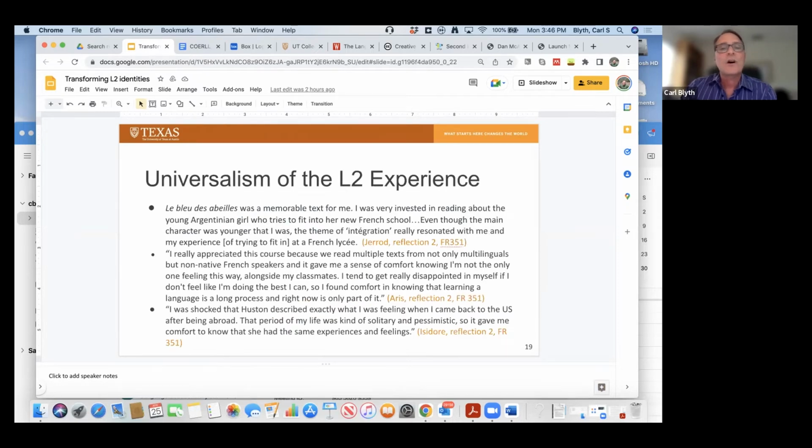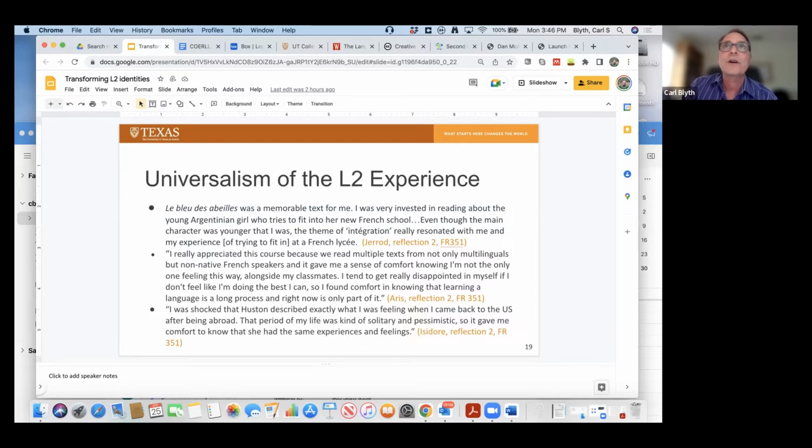A lot of our students talked about the universality of the L2 experience, because even though these were very different writers who came from different backgrounds, there was something similar about all of them. Jared says, "Le Bleu des Abeilles was a memorable text for me. I was very invested in reading about the young Argentinian girl who tries to fit into her new French school. Even though the main character was younger than I was, the character in the book was 10 years old, so a little girl, the theme of intégration really resonated with me in my experiences of trying to fit in at a French lycée."